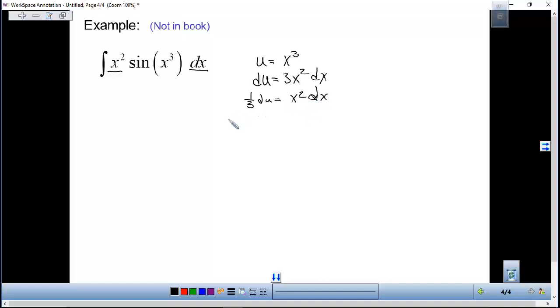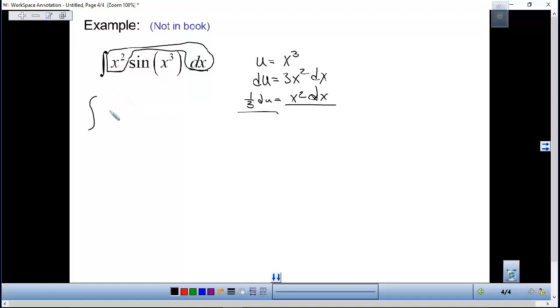Now you could also move the x squared over and solve for dx and plug it in. Your x squared is going to cancel out anyway. I just like to do this. If I know what I'm solving for, like the x squared dx here, I solve for it. So now I know this is a direct substitution for that. That is going in place of the x squared dx.